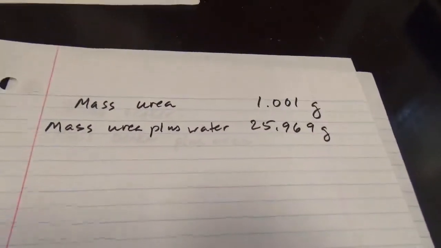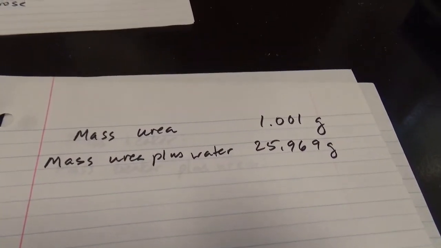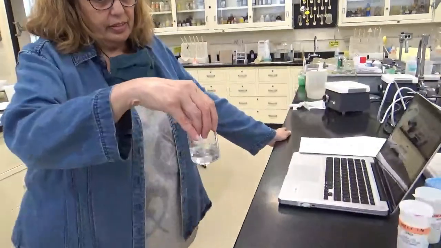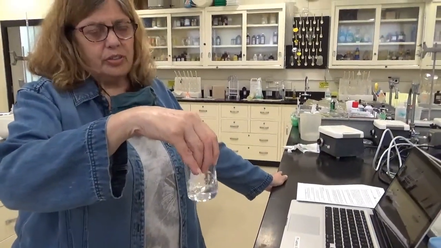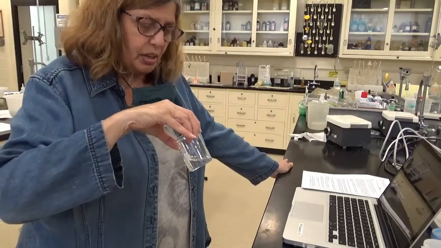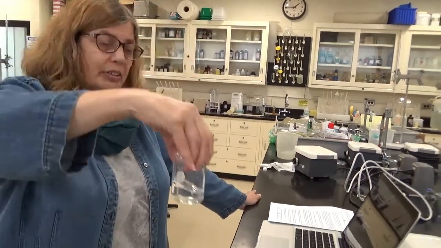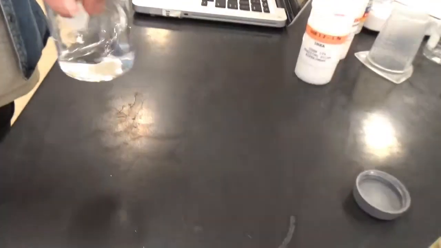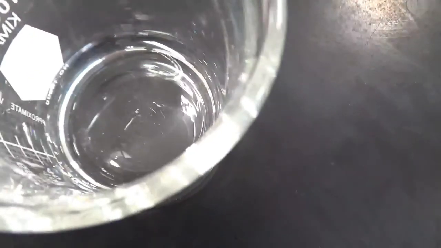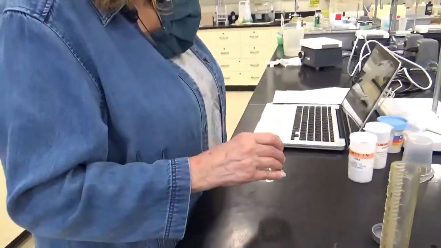All right, my solution. So I've been swirling this urea for a little while, but urea is very soluble in water. So you can see there's maybe one little crystal left, so I'm going to do a little more swirling. Put it against the dark background. It's dissolved.